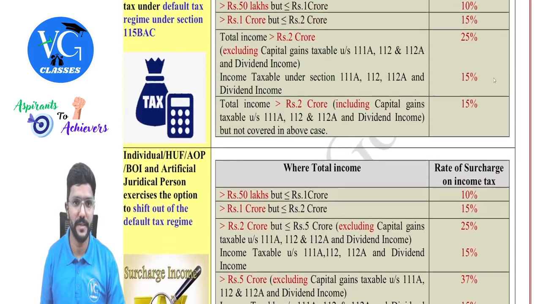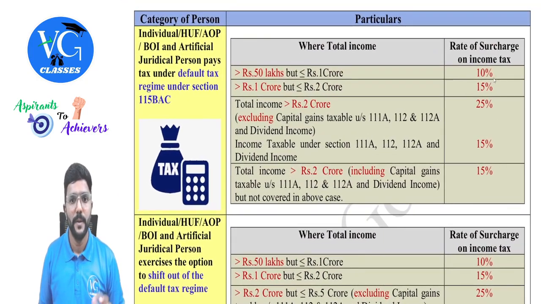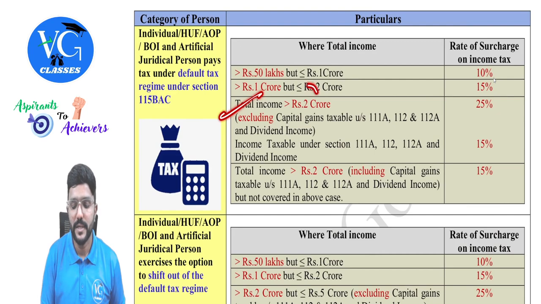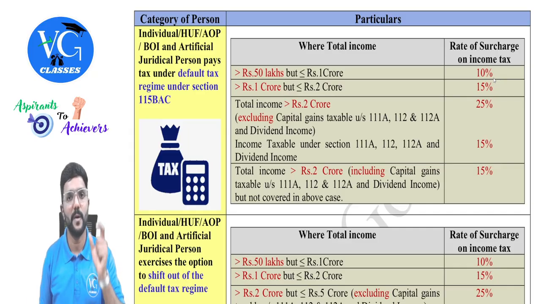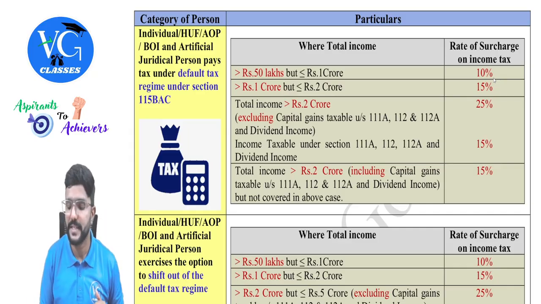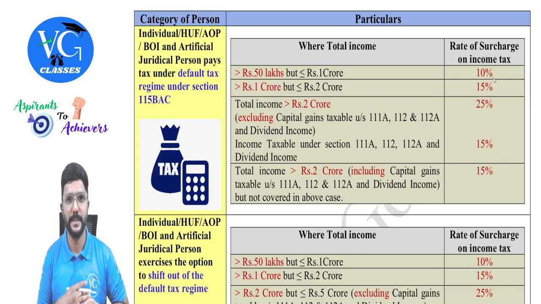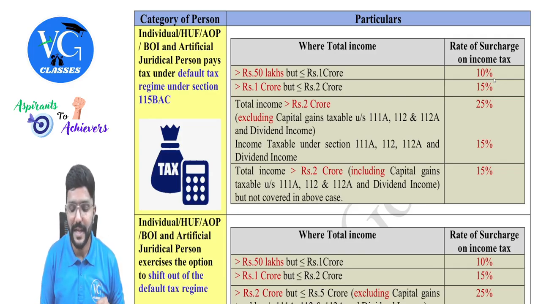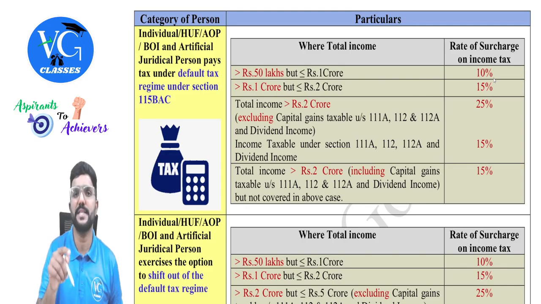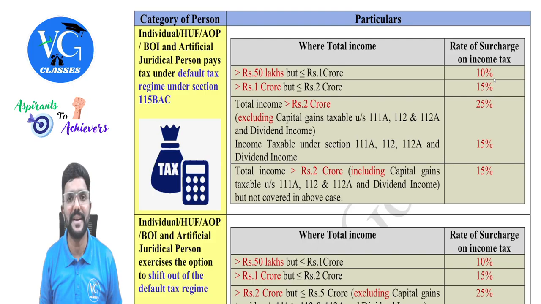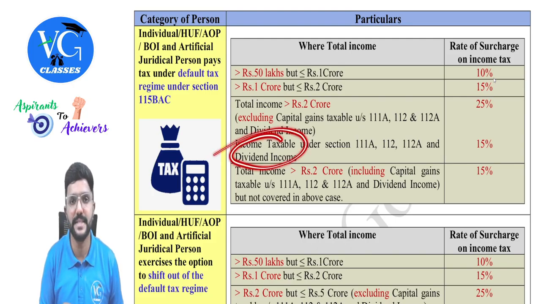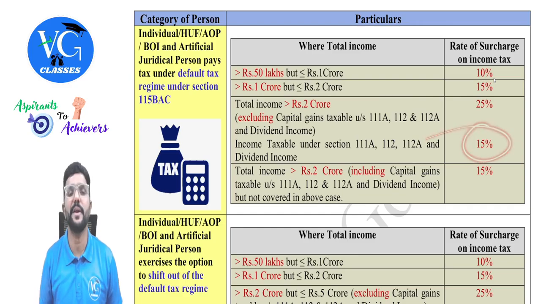Coming back to this. If total income is more than 2 crore, excluding the capital gain, special income and dividend income, on that whatever tax we calculate, the surcharge rate would be 25%. And on whatever tax we calculate as per section 111A or 112 or 112A, that is on capital gain, special income as well as dividend income, the surcharge rate would be 15%.